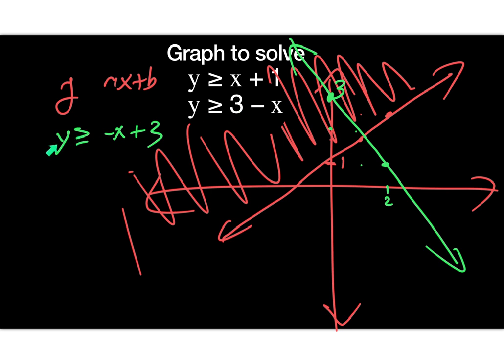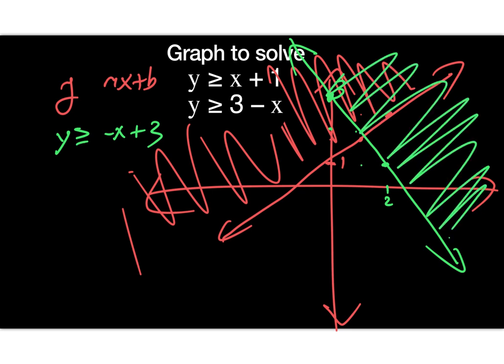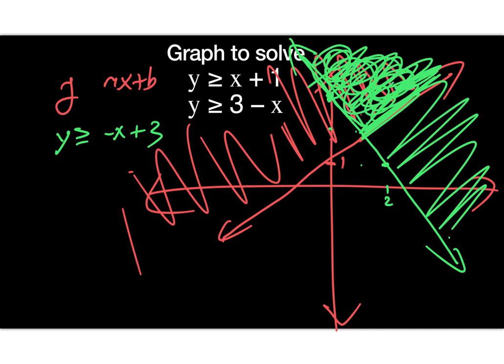The symbol is greater than, y is greater than, so I look at that line and I shade above the line. My solution will be everything in this zone up here. If I take any data point up in this region and plug the x and the y back into the first equation, it will work. The y will be greater than the x plus 1. If I put it into this equation, 3 minus whatever that x value is will also be less than the y value.